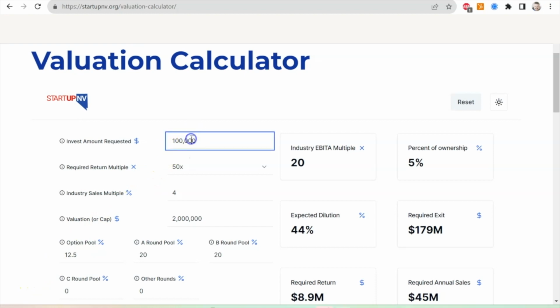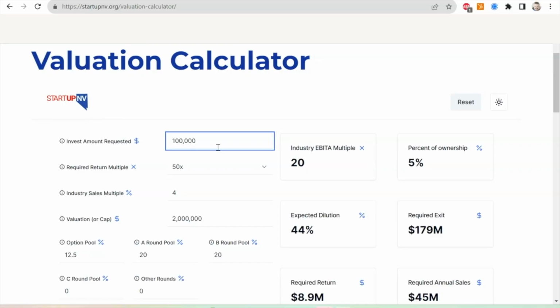First thing that you want to know is the investment amount requested. Some people think of this as their round size. Other people will think of it just as what they're asking for within a larger round. The math works the same either way, so you can use either one. In this example, we're asking for $100,000.